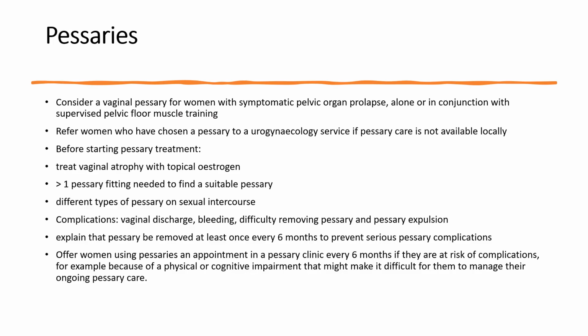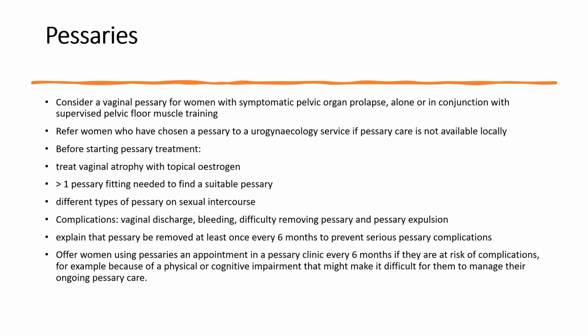Pessaries can be used and should be given as an option to the patient, but inform them that they may need more than one pessary fitting to get to a suitable pessary. There are different types of pessary. Discuss sexual intercourse with the different types of pessaries available. Complications include vaginal discharge, bleeding, difficulty removing the pessary, and pessary expulsion. Explain that the pessary may be removed at least once every 6 months to prevent serious pessary complications.